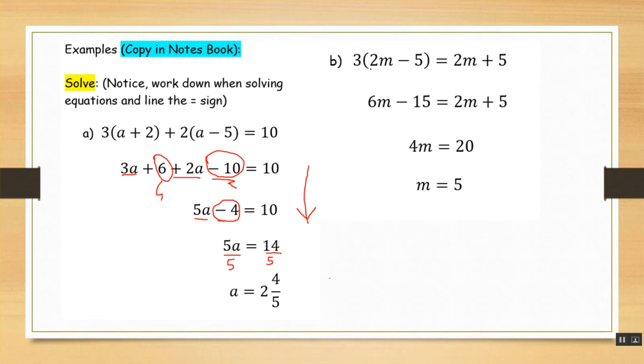Next example, 3 lots of 2m is 6m. 3 lots of 5 is 15. So on the left-hand side, we have 6m minus 15 equals 2m plus 5. And then we get the letters on the left and the numbers on the right. So we take 2m from both sides to get 4m, so 6m minus 2m is 4m. And add 15 to both sides to give 20. Last step is divide by 4. So m equals 5.